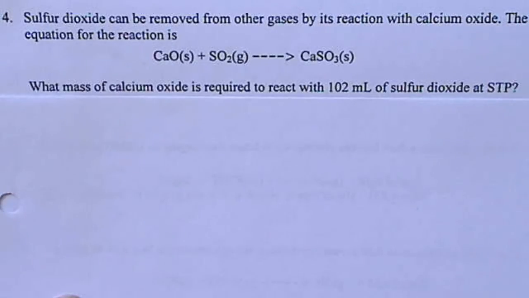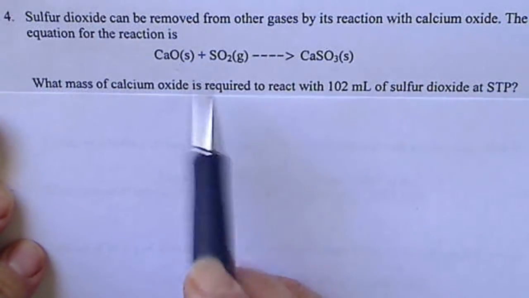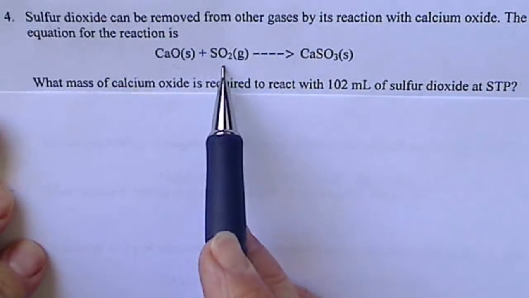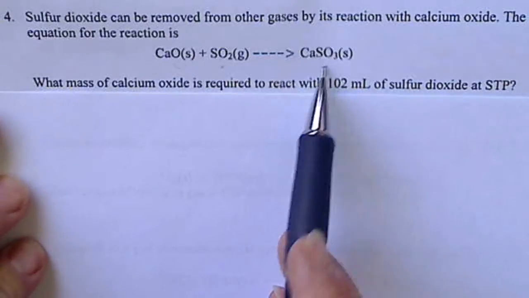I'm going to work another problem off of the practice problems on the S drive. This is also under gas laws and chemical equations. And I'm going to work problem number 4. If we look at this reaction, we see we have calcium oxide and sulfur dioxide making calcium sulfite.